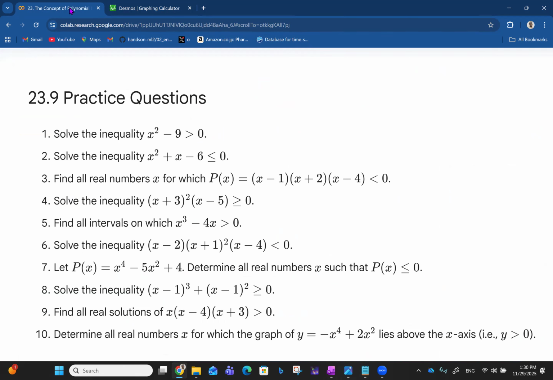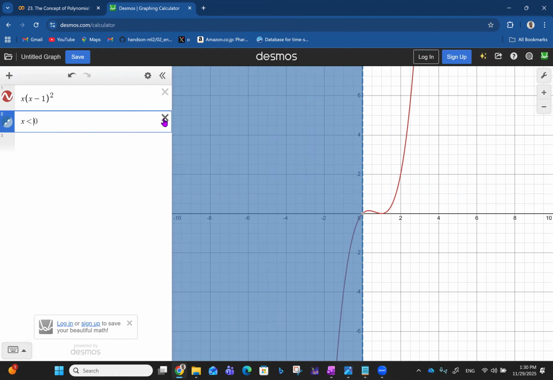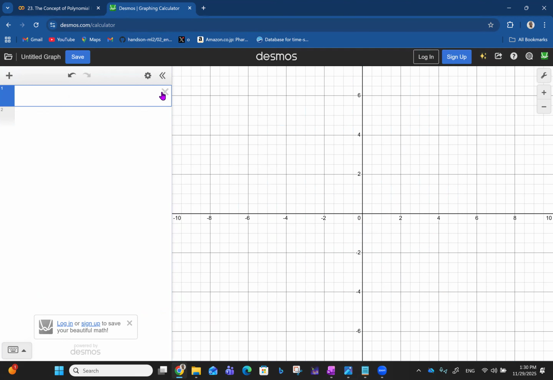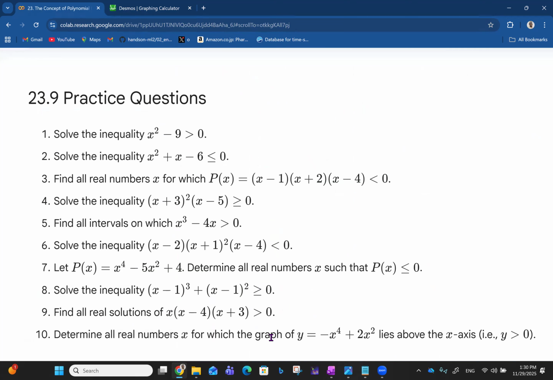Okay, it says determine all real numbers x for which the graph of y, which is minus x raised to the power 4 plus 2x squared, lies above the x-axis. So the question again is determine all real numbers x for which the graph of y, this, lies above the x-axis.